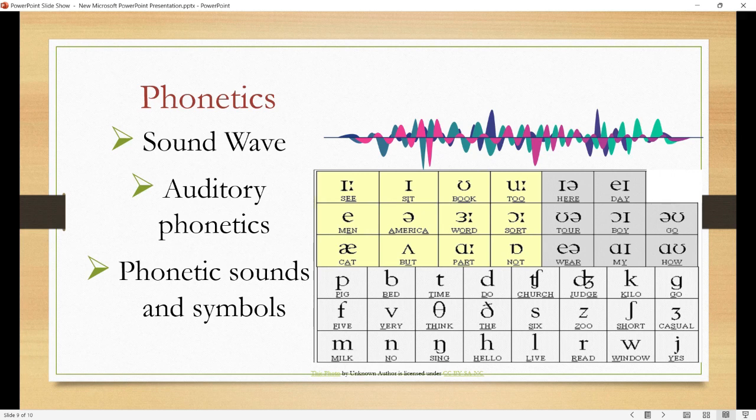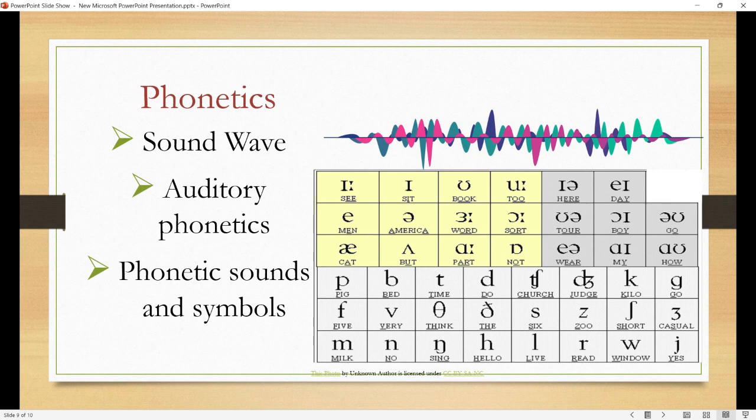Frequency. The frequency refers to the number of waves produced per second. In general, low-frequency sounds produce sound waves less often than high-frequency sounds. The frequency of sound waves is measured in Hz.